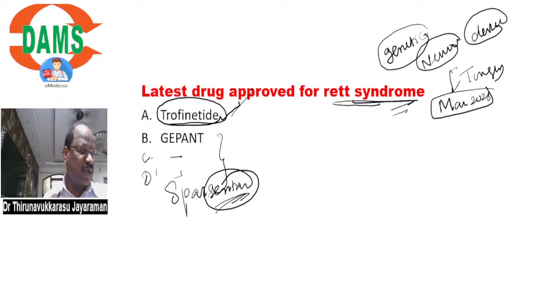Okay, Harsha, good. So based on the options, you can see. If you are able to recall the other options, please kindly post in the eMedicoz official Telegram. Okay, it's ruled out. The answer is trofinetide.